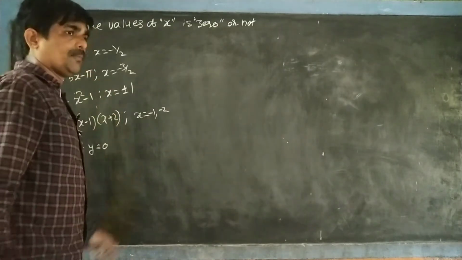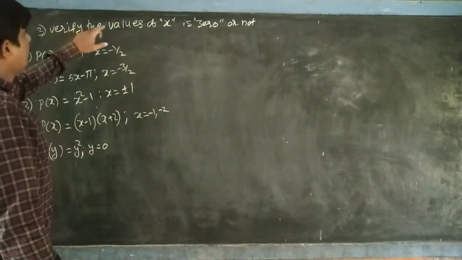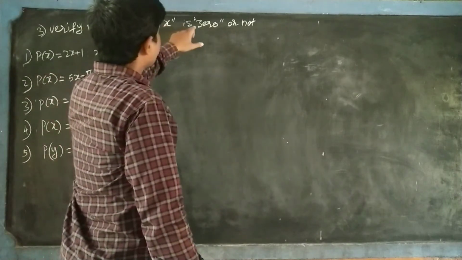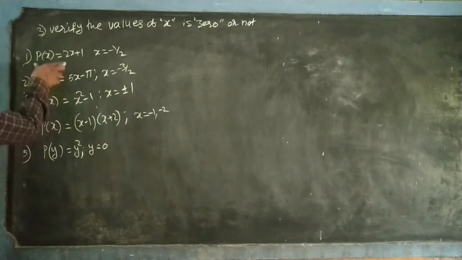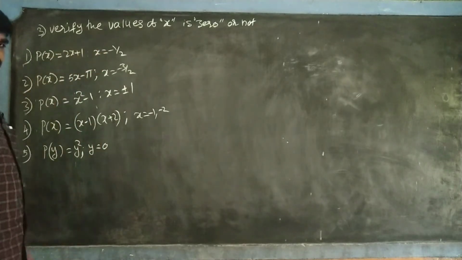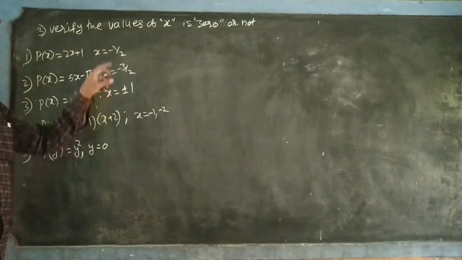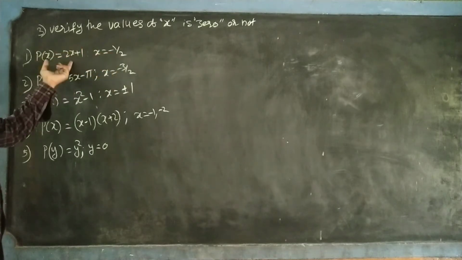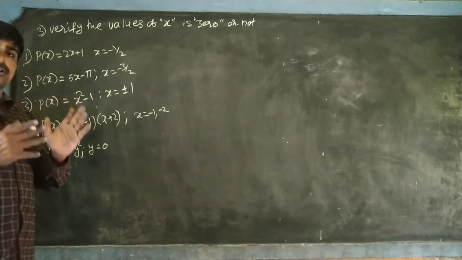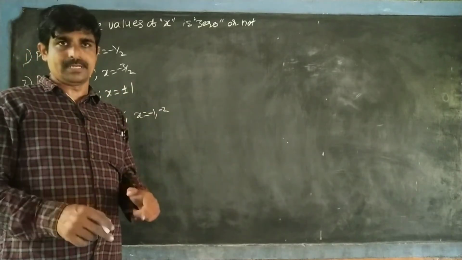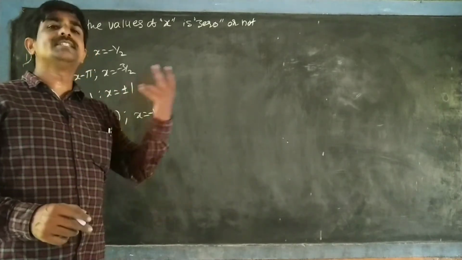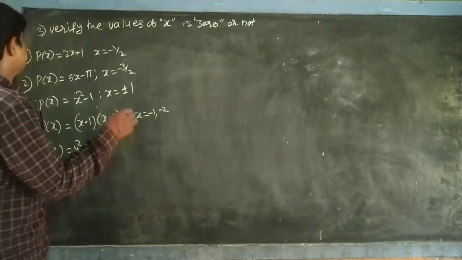Next, third problem. Verify whether the value of x is a zero of the given polynomials or not. One polynomial is given, and a value of x is given. If we substitute the value of x in this polynomial and the value of the polynomial is 0, then that is the zero of the polynomial, that is the root of the polynomial. Otherwise it's not.